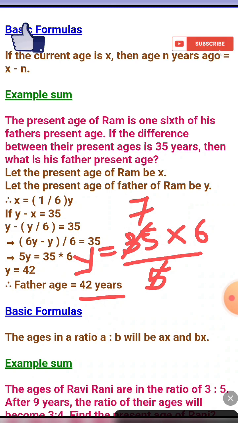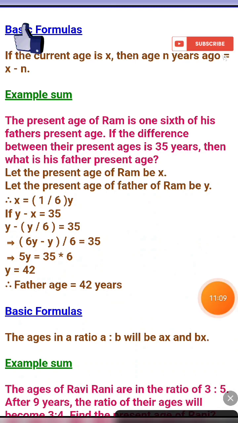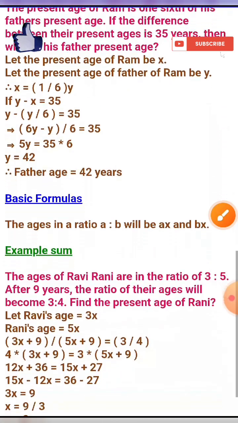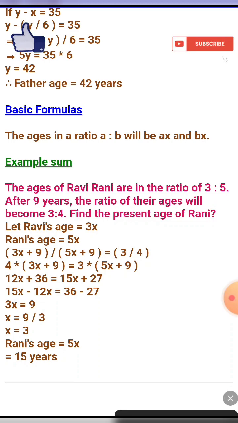I can say that now we have a clear basic formula regarding age finding. Here is one more formula we have, and we will understand the same. When the ages are in the ratio A:B, they will be Ax and Bx.